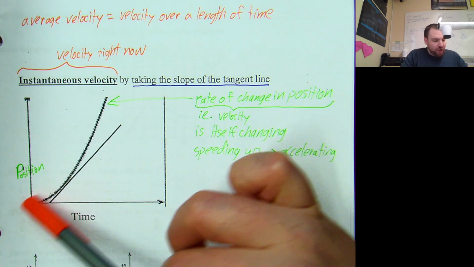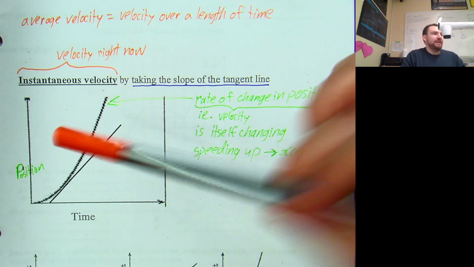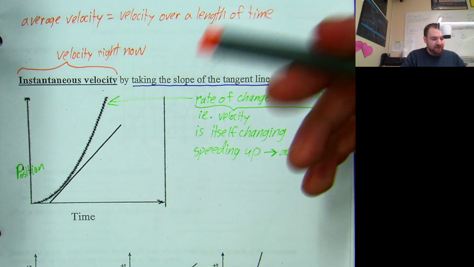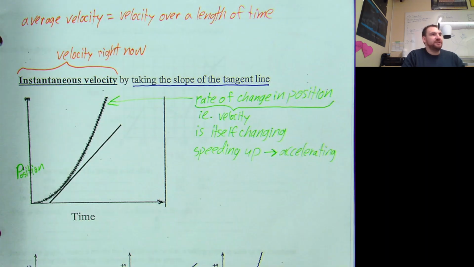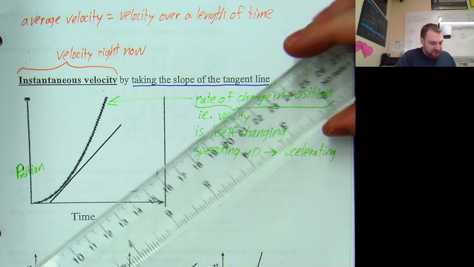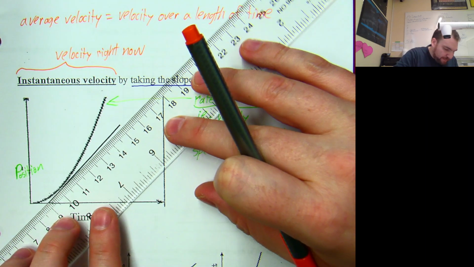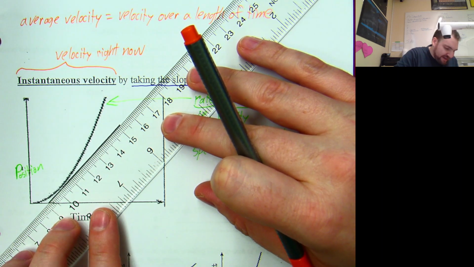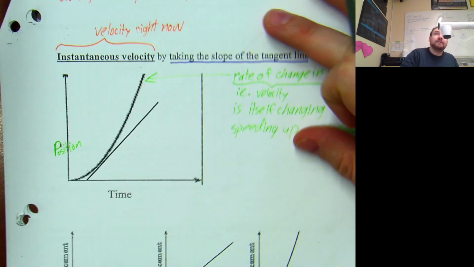So when we have a curved line like this, we can't find the slope of a curved line because the slope is constantly changing. So what we do is this. We draw a tangent line. Now a tangent line is a line like this. So this guy here is a tangent line.